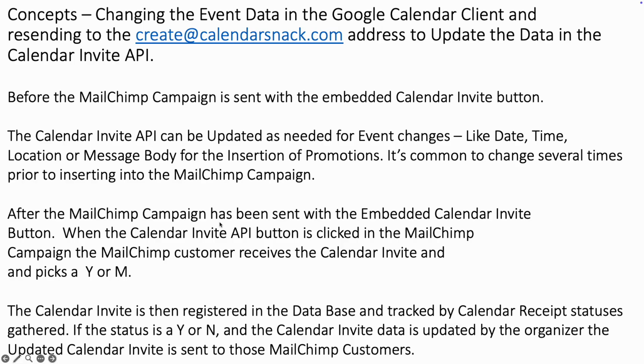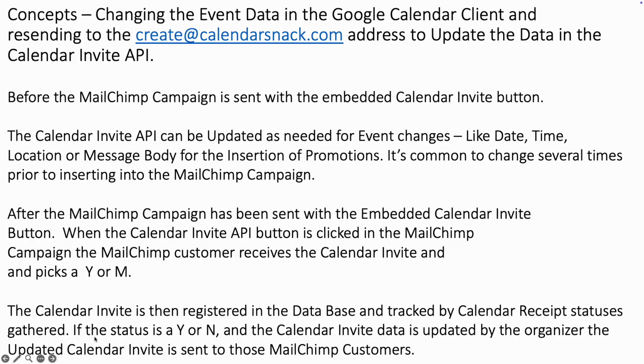When the Calendar Invite API button is clicked in the MailChimp campaign, the MailChimp customer receives the calendar invite and picks a yes or no. We also track yes or maybe. We also track the no's. The calendar invite is then registered in the database and tracked by calendar receipt statuses gathered. And if the status is a yes or maybe, and the calendar invite data is updated by the organizer, the calendar invite is sent to those MailChimp customers.